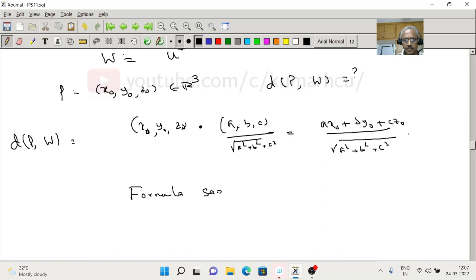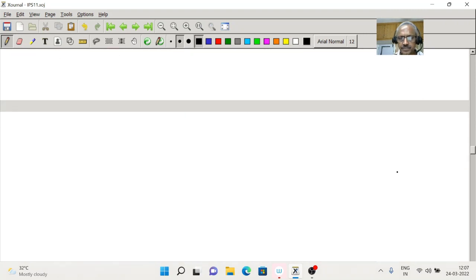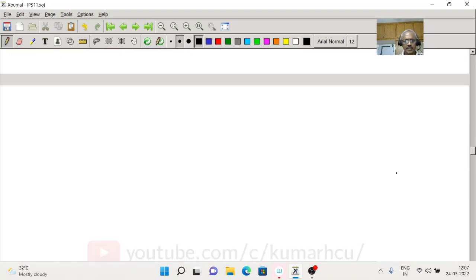Okay, seen in three-dimensional coordinate geometry. Okay. Now the final thing, suppose my plane, call it pi, is given by ax plus by plus cz equal to d.